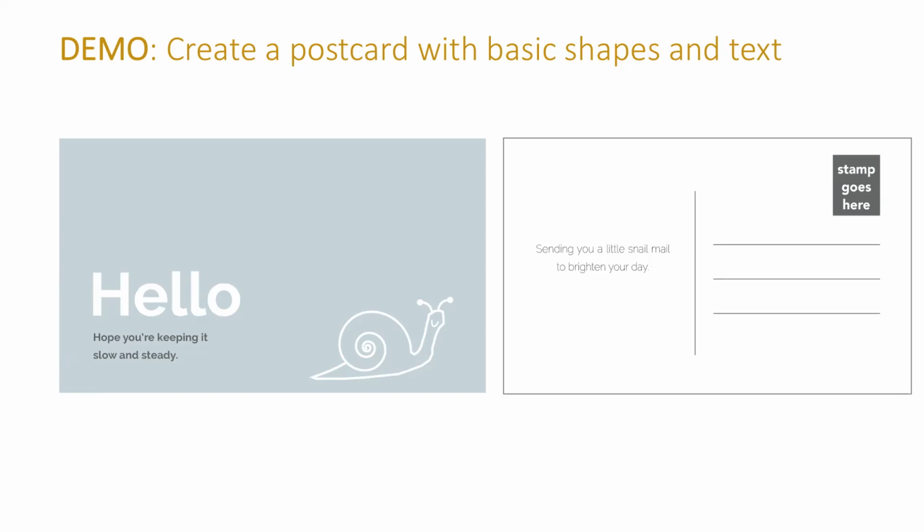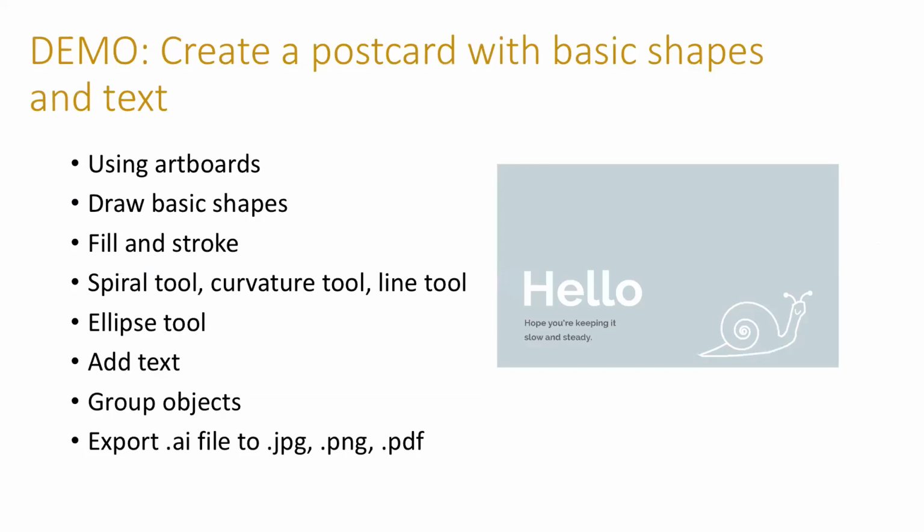In doing so, I'm going to show you how to set up new documents in Adobe Illustrator, and how to use the Artboard tool to create this postcard shape you're looking at, how to draw basic shapes, and how to do fill and stroke, which is the color of the shapes you're drawing. We're going to get into the spiral tool, the curvature tool, the line tool, and the ellipse tool to draw a couple little circles. We're going to add text. We're going to group objects.